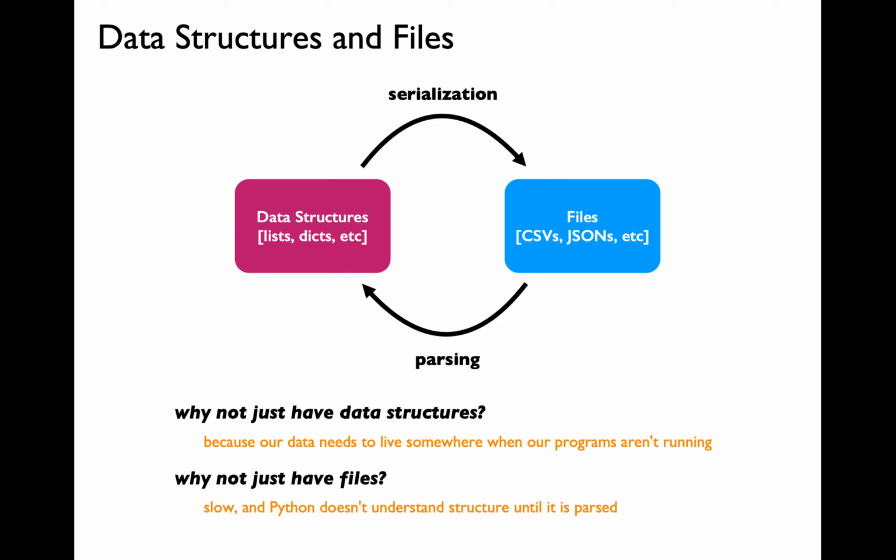Let's talk about why we need two different representations. Why do we need data structures and files? First of all, the term for us to read a file's content into a data structure is called parsing. We already know that. The opposite term is called serialization, which enables you to write the content of a data structure into a file format like CSV or JSON.